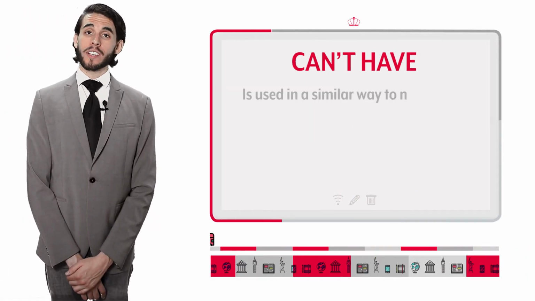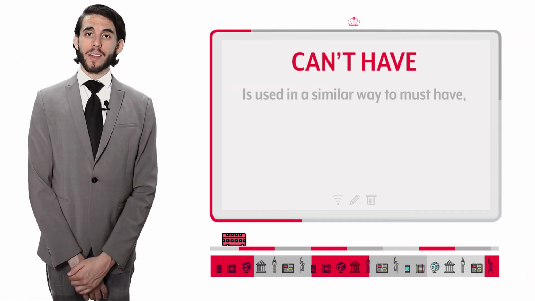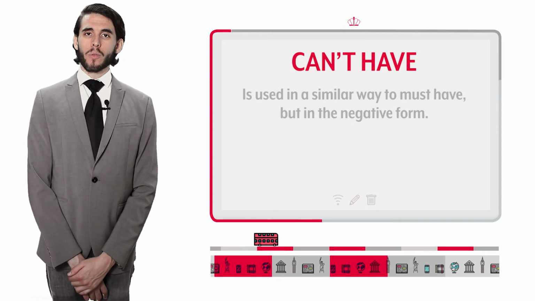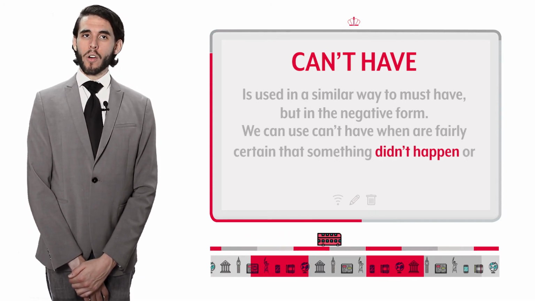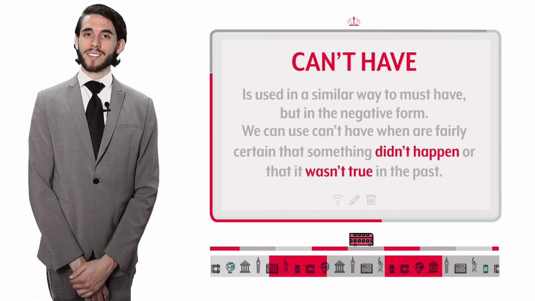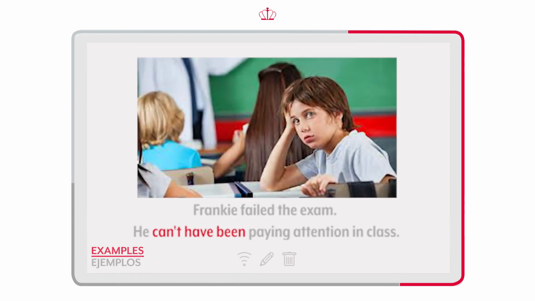Can't have is used in a similar way to must have, but in the negative form. We can use can't have when we are fairly certain that something didn't happen or that it wasn't true in the past. Examples: Frankie failed the exam. He can't have been paying attention in class.